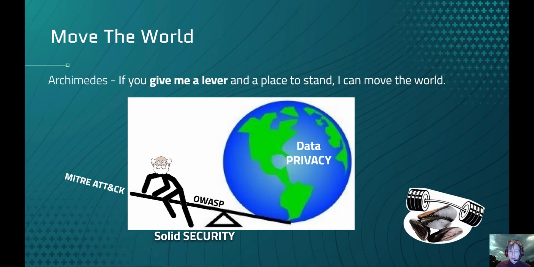Archimedes famously said, "If you give me a lever and a place to stand, I can move the world." If you understand the forces and have a solid grounding, you can shift anything. You can shift your data world into privacy.